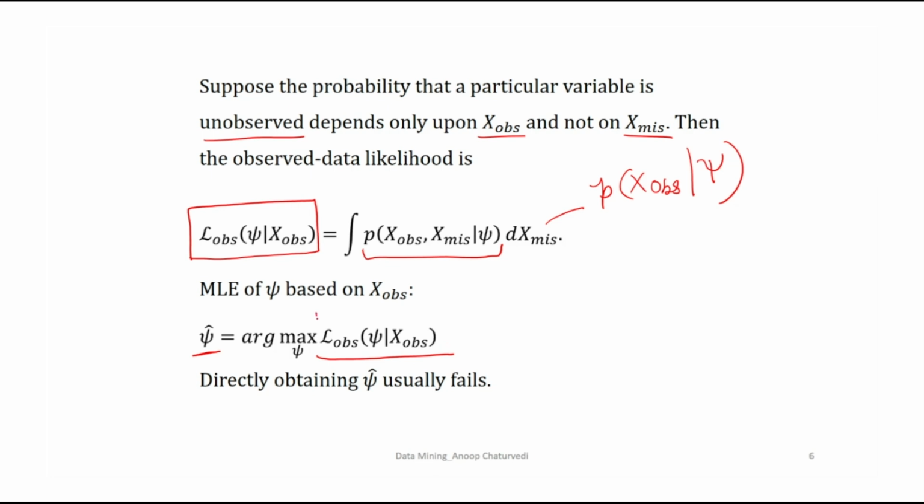So, this is the likelihood function just on the basis of observed data. Then we maximize it with respect to psi, and find the value of psi for which this is maximum, and that value gives you the maximum likelihood estimator just based upon the observed x's. Now, directly obtaining psi hat usually fails.